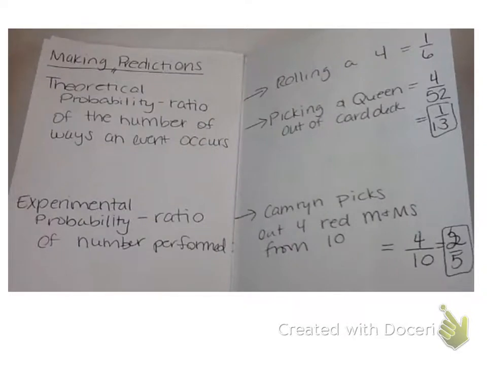Making predictions. We have 2 types of probability. Theoretical, that's the ratio of the number of ways an event occurs, and experimental, that's when we perform an experiment and find the ratio. So rolling a 4, that would be 1 out of 6. Theoretical probability. Picking a queen out of a card deck, that would be 1 out of 13. Theoretical probability. If Cameron picks 4 red M&Ms from 10, her experimental probability would be 2/5.